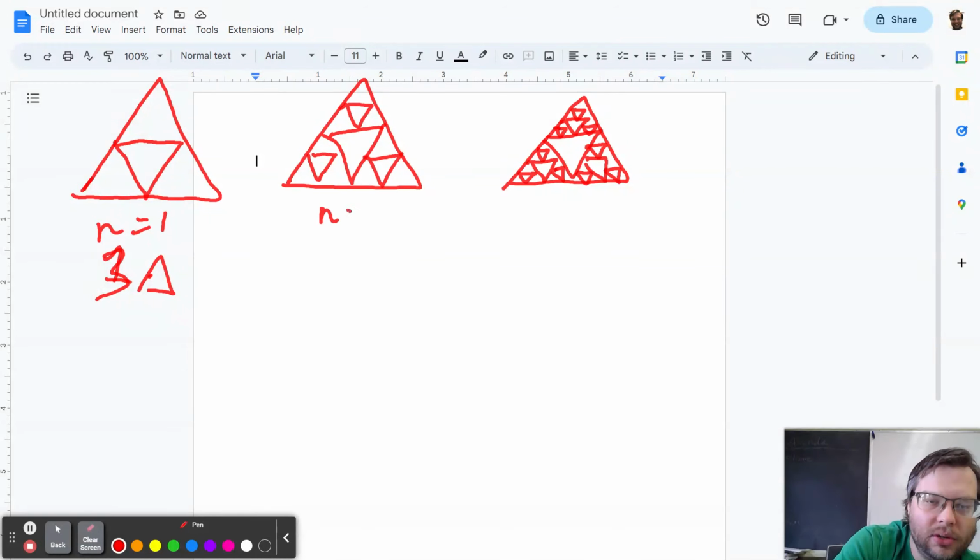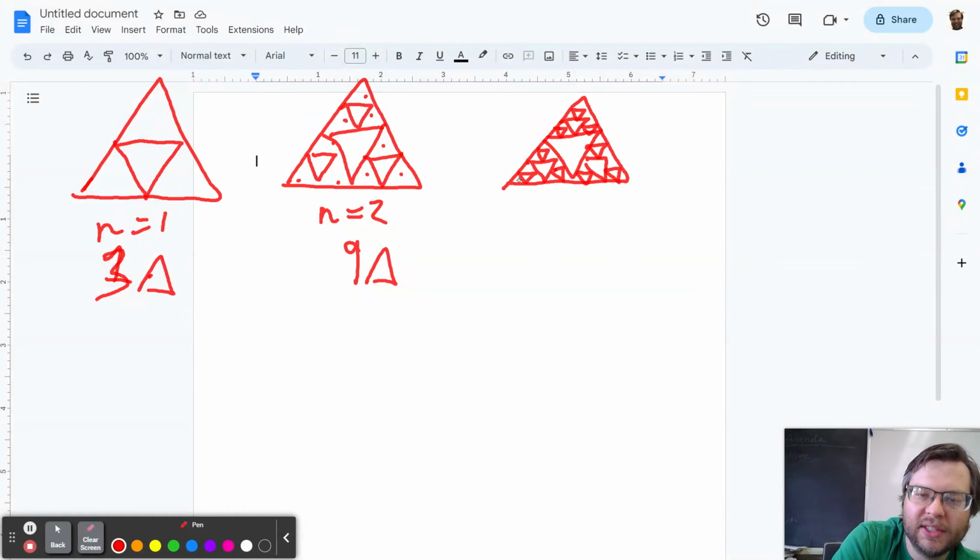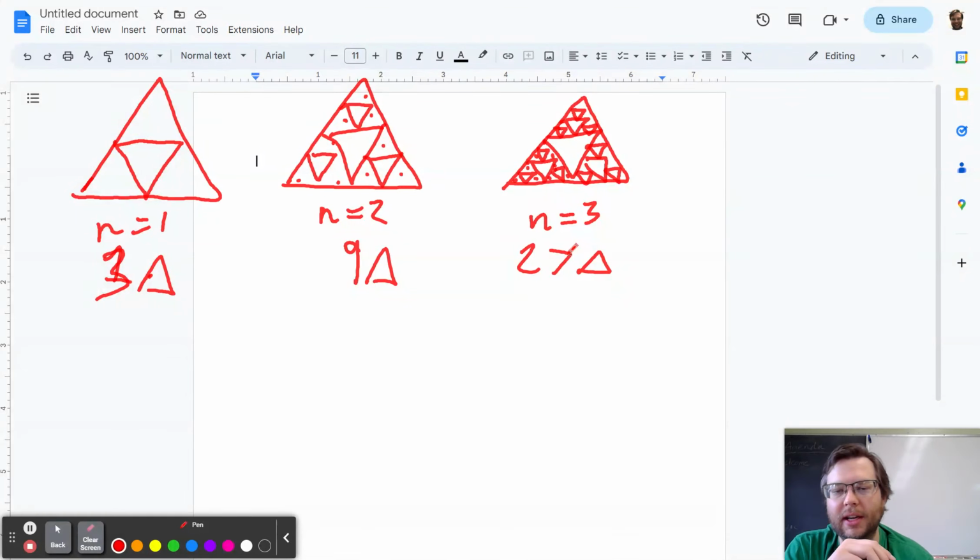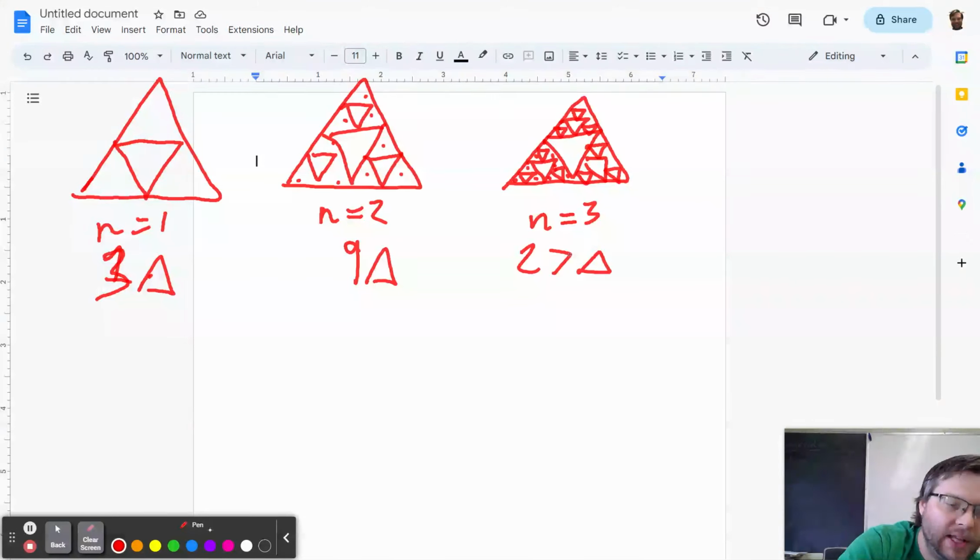In n equals 2, how many of the right side up triangles do we have? We have 1, 2, 3, 4, 5, 6, 7, 8, 9. 9 triangles. And then here, that same pattern repeats. We've got 1, 2, 3, 4, 5, 6, 7, 8, 9, and then the same 9 over here, the same 9 over here. So we have 3 times as many more, 27 right side up triangles. And so what I'm noticing is that the number of triangles is multiplied by 3 over and over again. And so the number of triangles has this pattern.